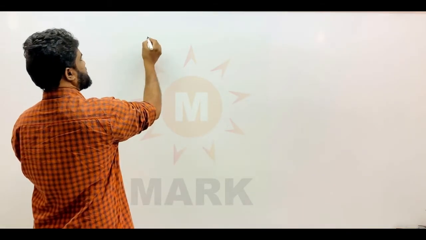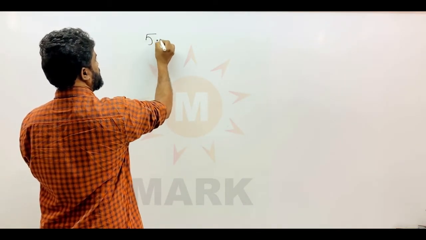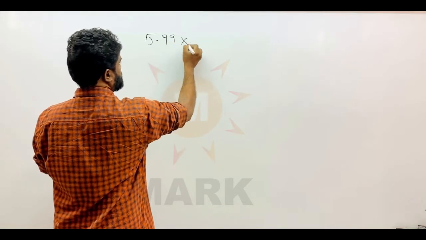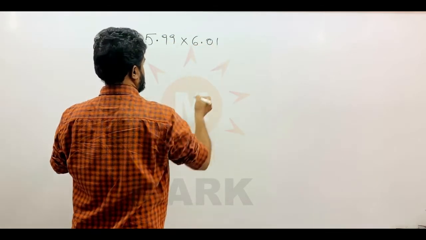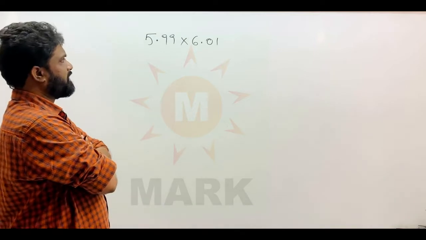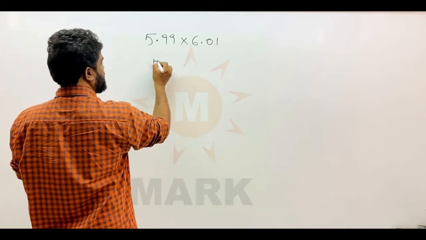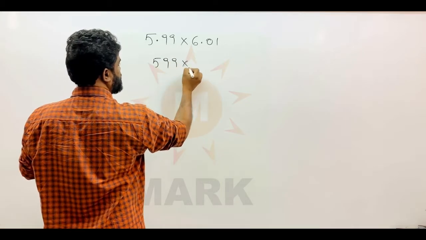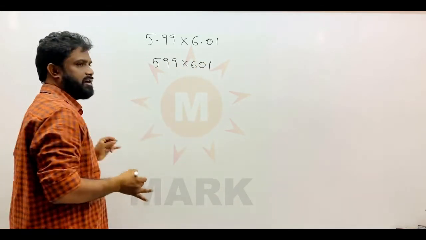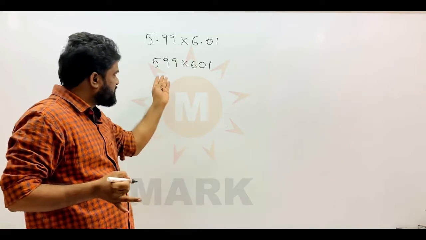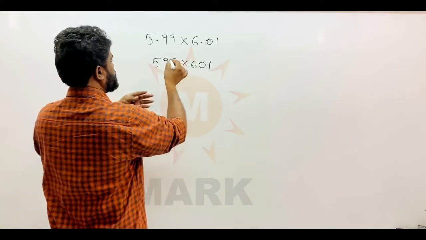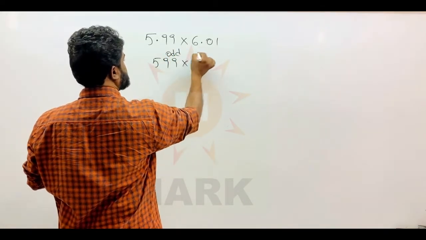Okay, suppose in an exam, it is given 5.99 into 6.01. If you remove the decimals, you can clearly see 599 into 601. These are nothing but two consecutive odd numbers, right? This is an odd number and this is also an odd number.